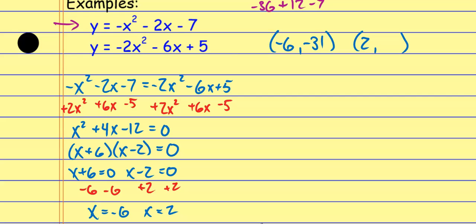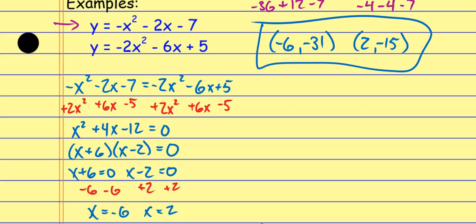And I plug the 2 in, and once again, let me take it off to the side here. It's 2 squared versus 4, then apply the negative, so that's a negative 4. Minus 4 minus 7, that's a negative 8. Minus 7 is a negative 15. And there it is, two separate, distinct ordered pairs, okay?